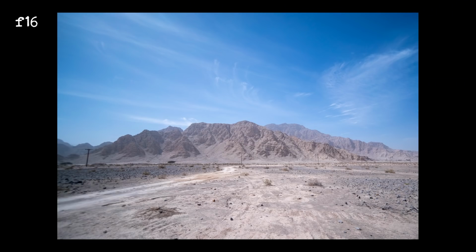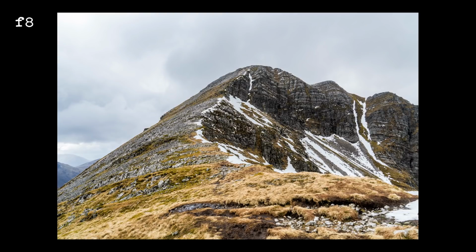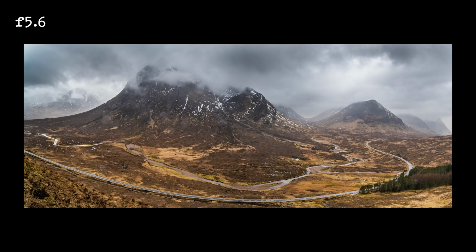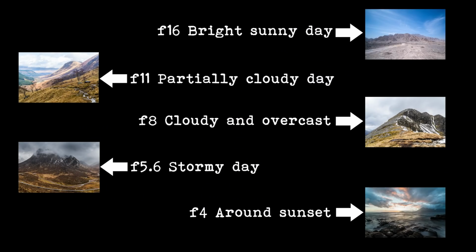If you keep your ISO and shutter speed figure the same, then you can follow these rules. F16 on a sunny day, F11 on a partially cloudy day, F8 on a cloudy day, F5.6 on a dark and stormy day, F4 around about sunset. It may seem complicated, but if you keep the shutter speed and ISO figure exactly the same and just take along or memorize the cheat sheet, you'll have a really good starting point.